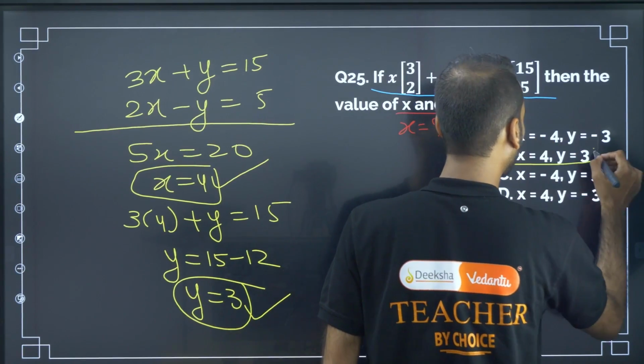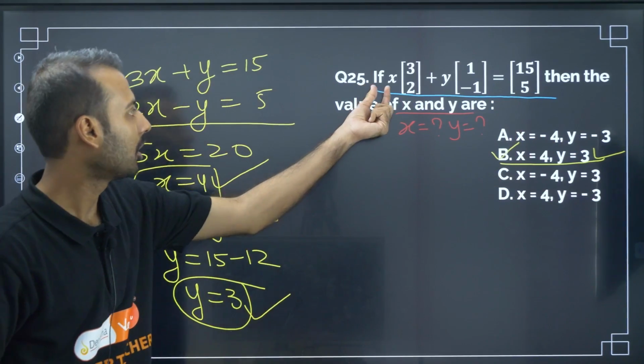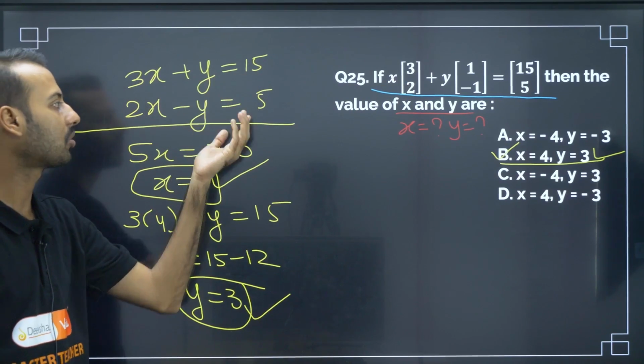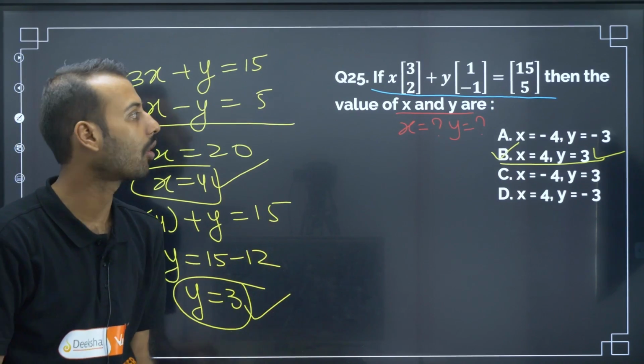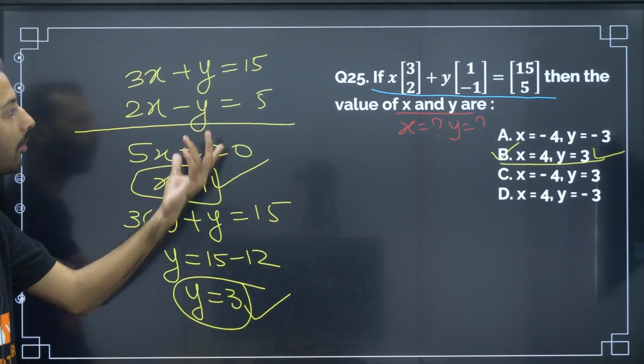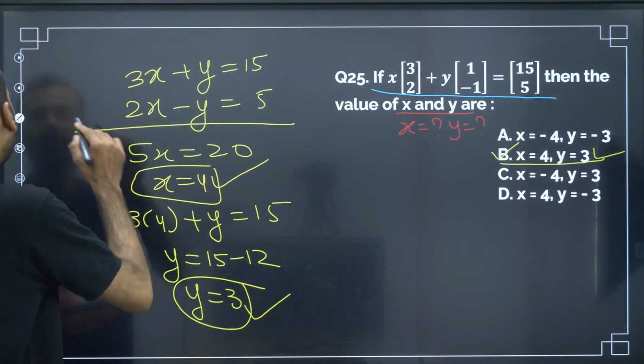B is the answer for this. Very simple question. Just the equations we have to write and solve. This is a 10th standard concept, pair of linear equations in two variables. If you know that, that's it. So within 30 seconds you can solve this.